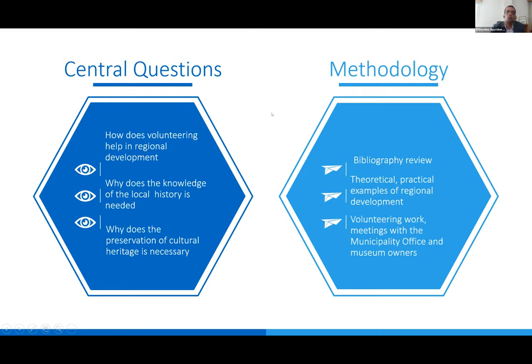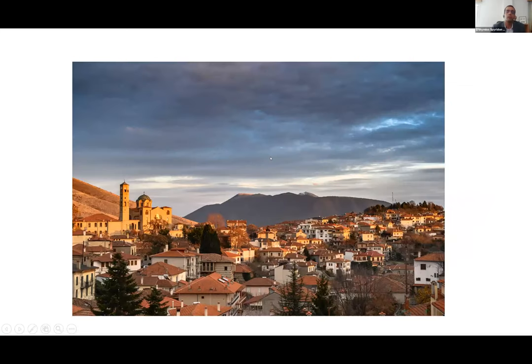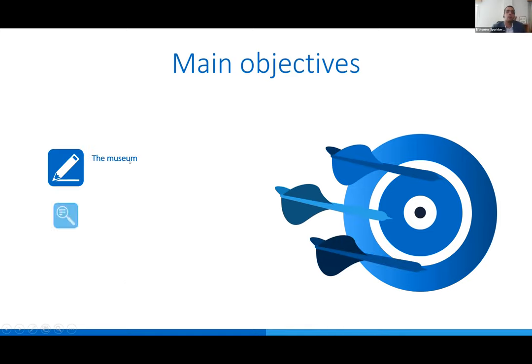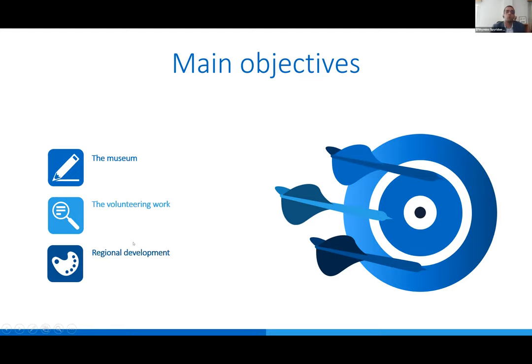This is one photo of the region of Sciatista. Sciatista is located in north Greece, and the historical background in the mountainous area is an emphasis element in the region. The main objects of my research are the museum, the folklore museum of the municipality of Sciatista, the region development and the volunteering work.